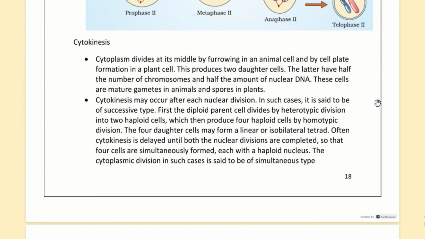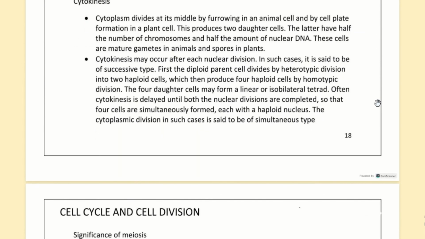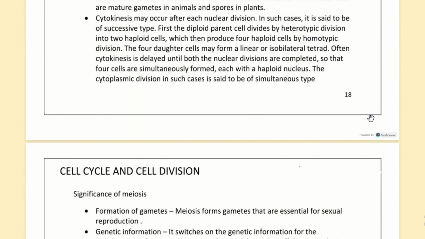Cytokinesis may occur after each nuclear division. In such cases, it is said to be a successive type. First, the diploid parent cell divides by heterotypic division into two haploid cells, which then produce four haploid cells by homotypic division. The four daughter cells may form a linear or isobilateral tetrad. Often, cytokinesis is delayed until both nuclear divisions are completed, so that the four cells are simultaneously formed, each with a haploid nucleus. The cytoplasmic division in such cases is said to be a simultaneous type.